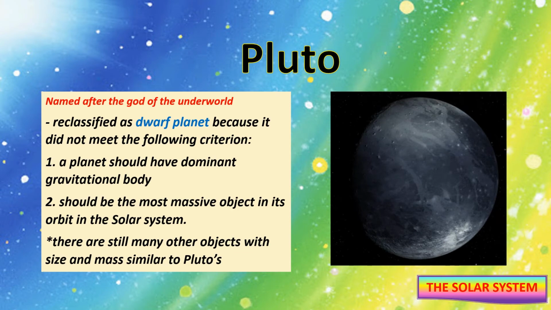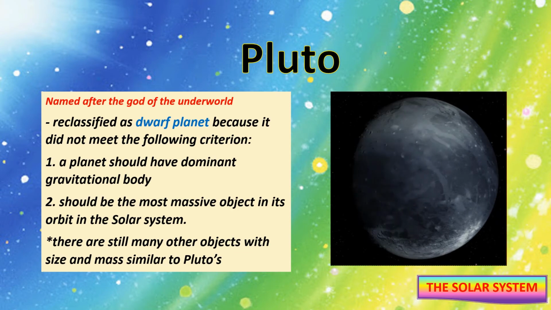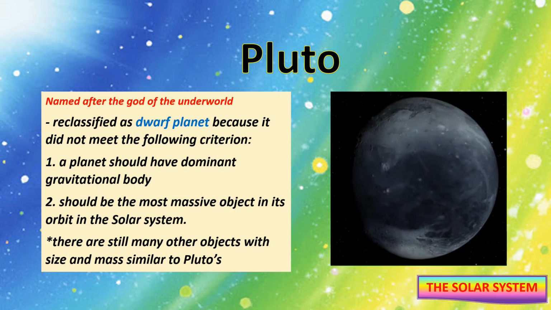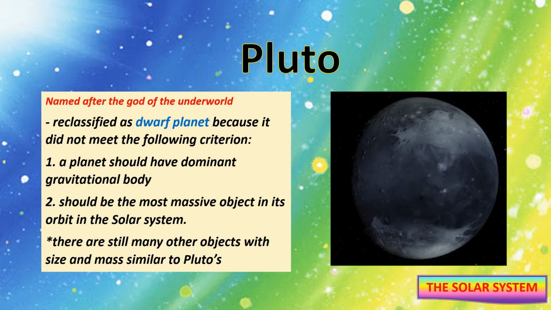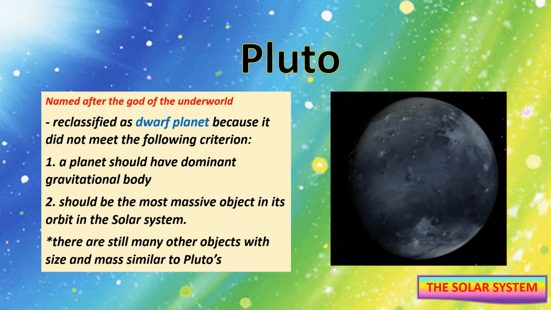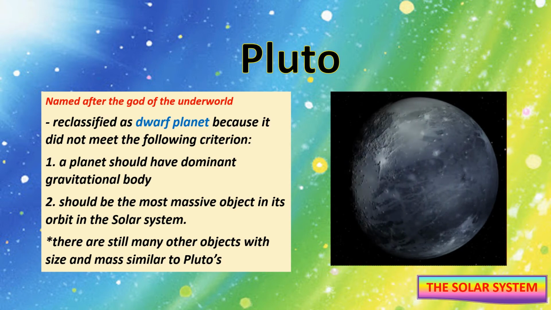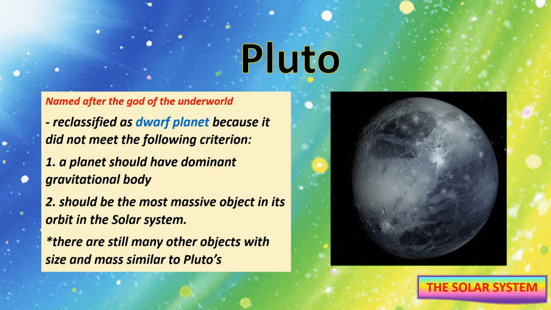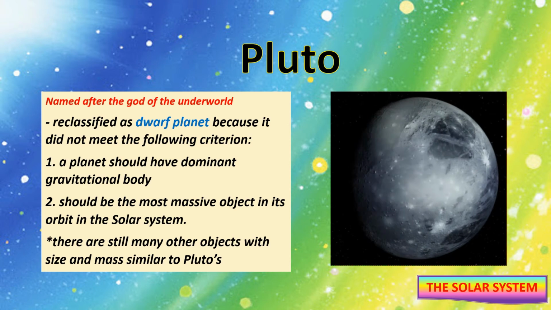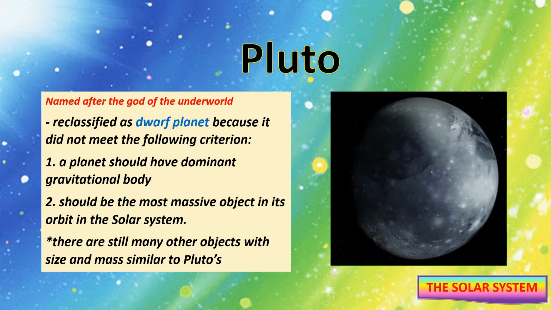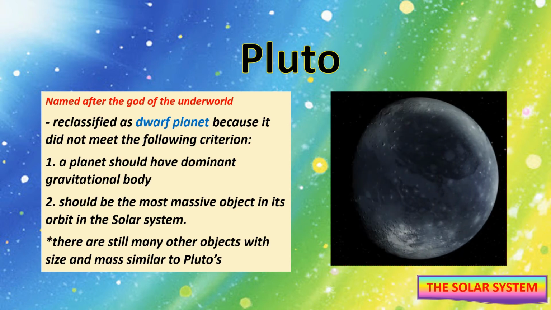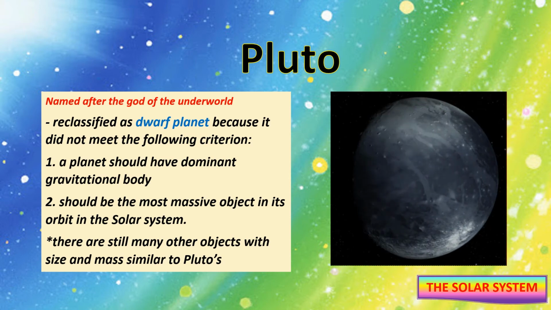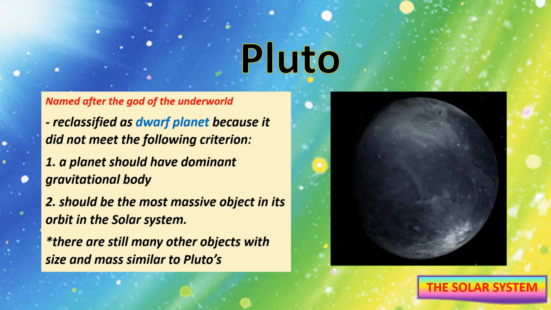Now, we will discuss a planet that was reclassified as a dwarf planet. That is Pluto. Pluto is named after the god of the underworld. It was reclassified as a dwarf planet because it didn't meet the following criteria. First, a planet should have a dominant gravitational body. And second, it should be the most massive object in its orbit in the solar system. There are still many other objects with size and mass similar to Pluto's.